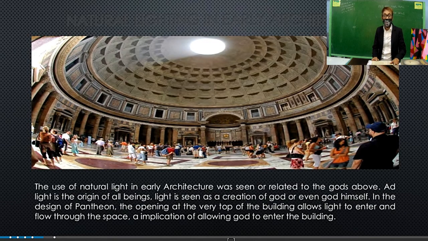Light is the origin of all beings. Light has been the creation of God or even God Himself. That's why sa Egypt, ang God nila noon ay yung sun. Tinatawag na sun god Ra. Kaya ang sun ang nagpo-produce ng light. Kaya sa ibang relihiyon at sa ibang sibilisasyon, ang sun o ang araw ang siyang Diyos.